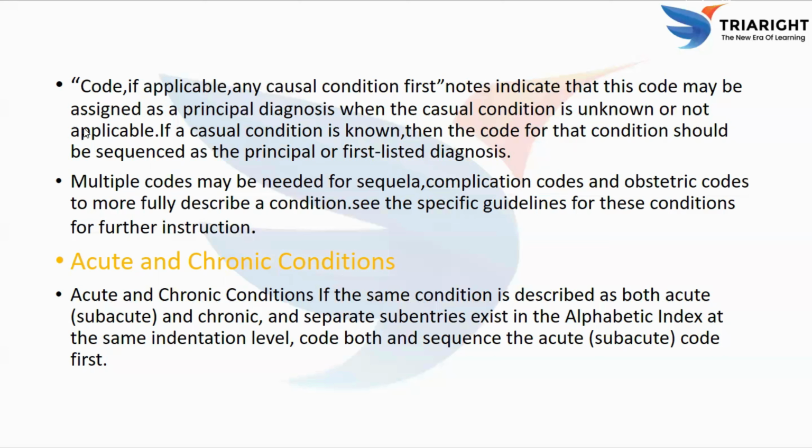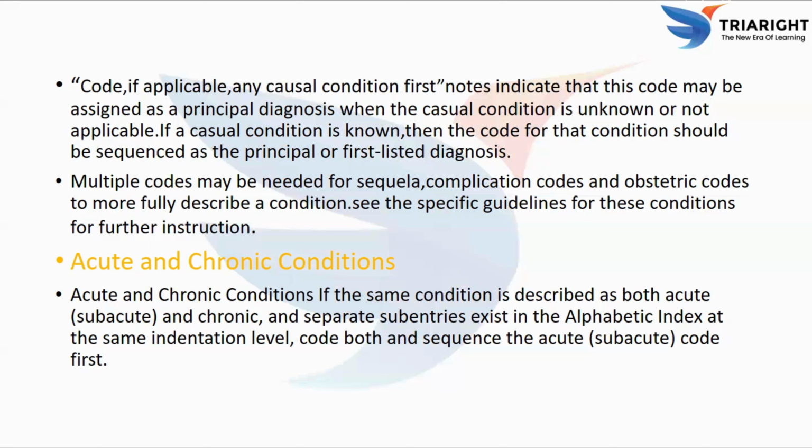So coming to acute and chronic condition. If a condition is both acute and chronic, acute means short term condition, chronic means long term condition, and both are listed separately in the alphabetic index. So you have to code both. When acute and chronic conditions are both present in the record, you have to code both. But you always have to list the acute condition first, followed by the chronic condition.